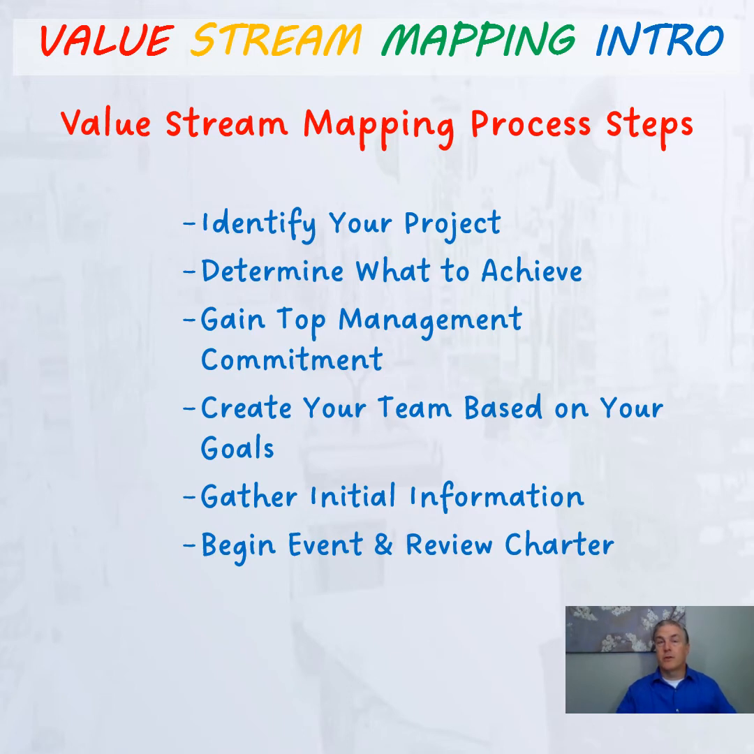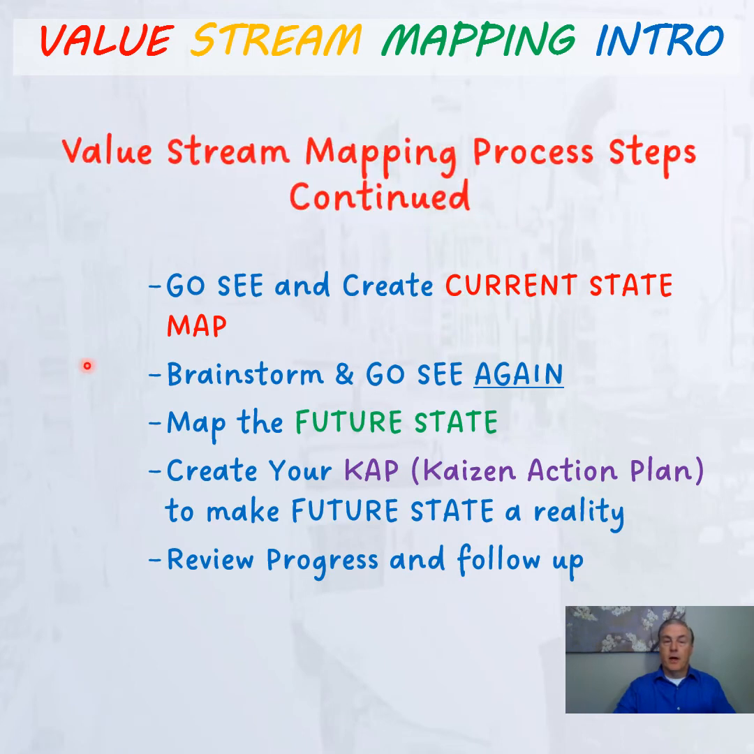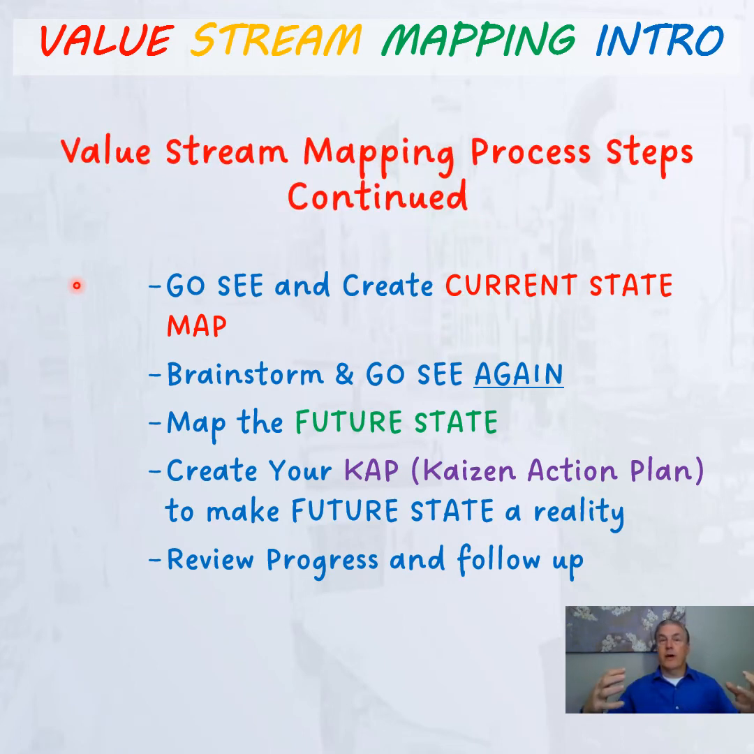And then you want to begin the event and review the charter, okay? So you'll begin the event, you'll review what the charter and the objectives are, and then once you do that, we're going to go out on the plant floor and create our current state map, right? So we're going to look at the processes. We're going to go through each part of the process. We're going to observe. More than likely, the best idea is to get the whole team to go look at each of the processes, and you're going to document what you see on your current state map, okay?